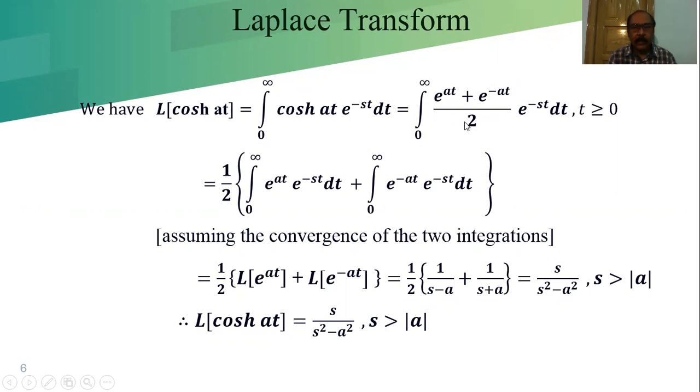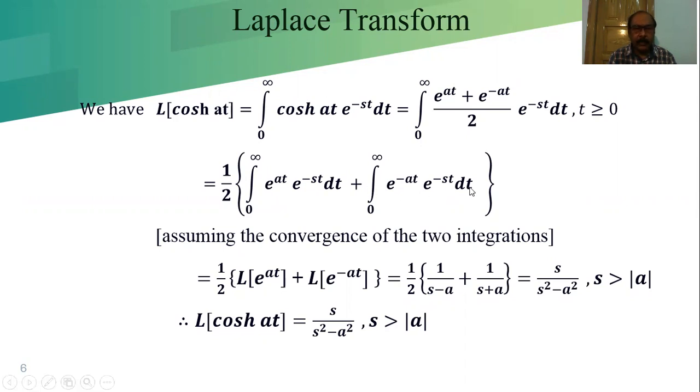So we can write this into two separate terms where t is greater than or equal to 0. Half we can take outside of the integration. So the integral of e to the power at into e to the power minus st dt is the one part, and the integral from 0 to infinity of e to the power minus at times e to the power minus st is the other part. This is the Laplace transformation. The first part is the Laplace transformation of e to the power at, and the second part is the Laplace transformation of e to the power minus at.